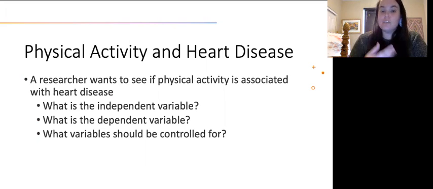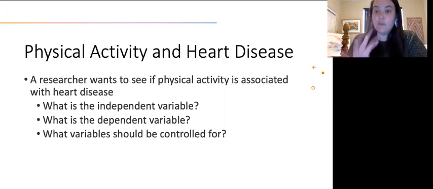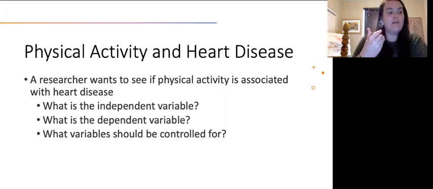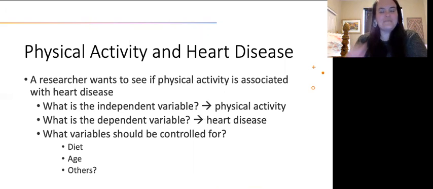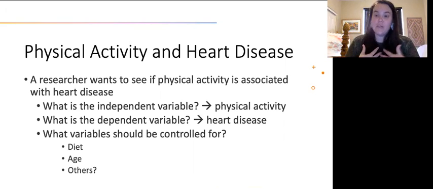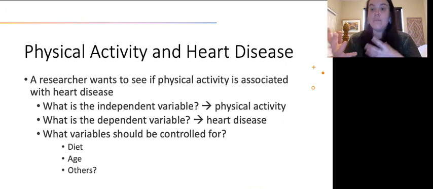What variables should you control for? Think about this for a minute. Pause if you really want to take a second and assess this, because I'm about to tell you. Our independent variable, or our exposure, what we either control or assess in individuals, is physical activity. We want to know how physical activity impacts our dependent variable, or our outcome, heart disease.